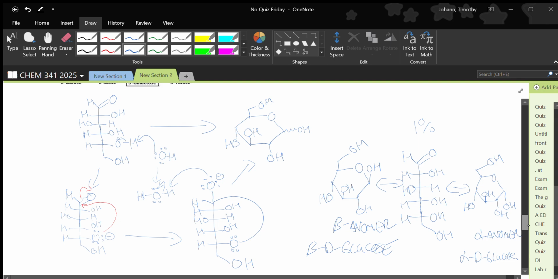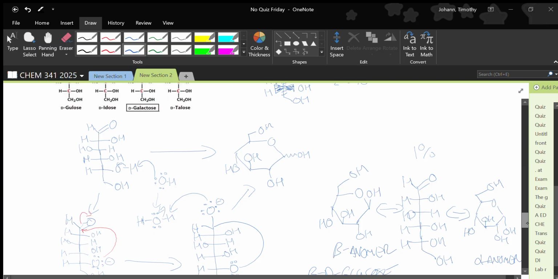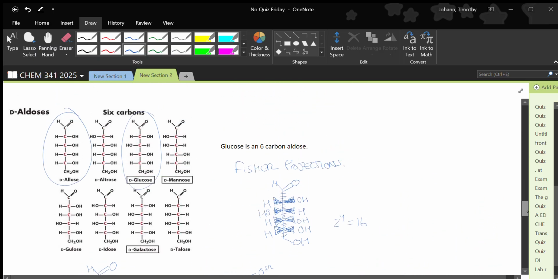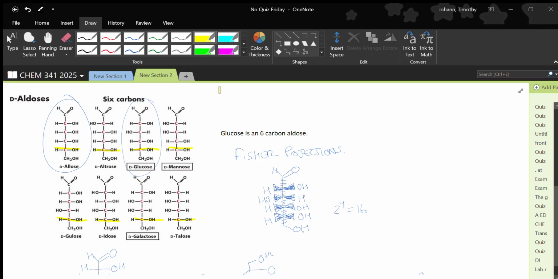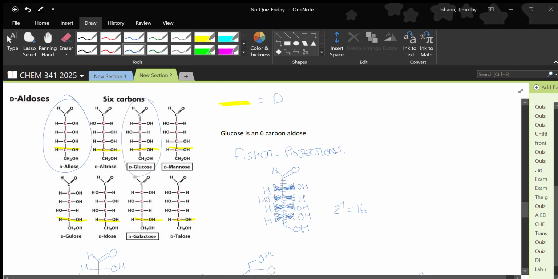I want to scoot really quick back. I want to show you the difference here between the D and the L's, how you know whether you're dealing with D or L's. These are D because they all do this. So on the farthest carbon that has a stereochemistry from the aldehyde, that makes this D. Okay?